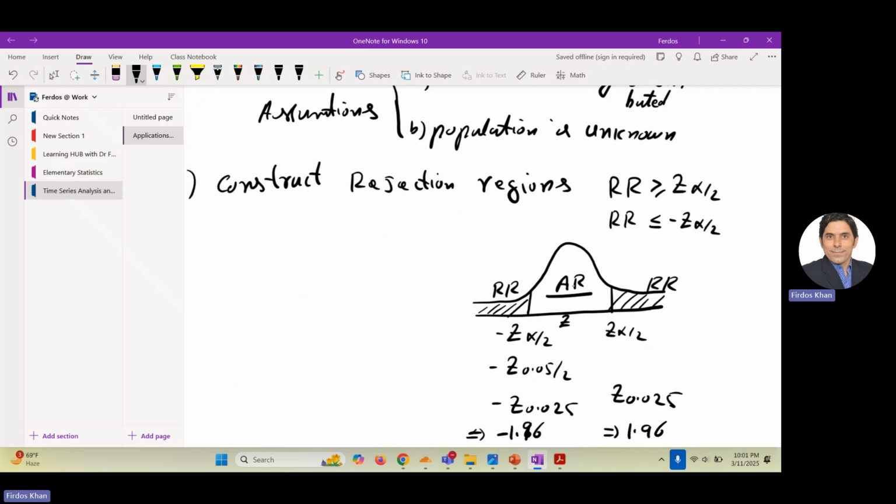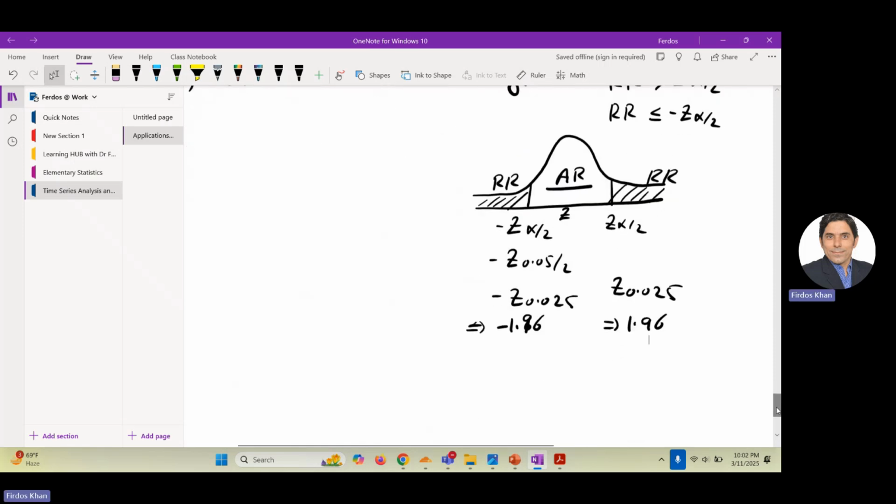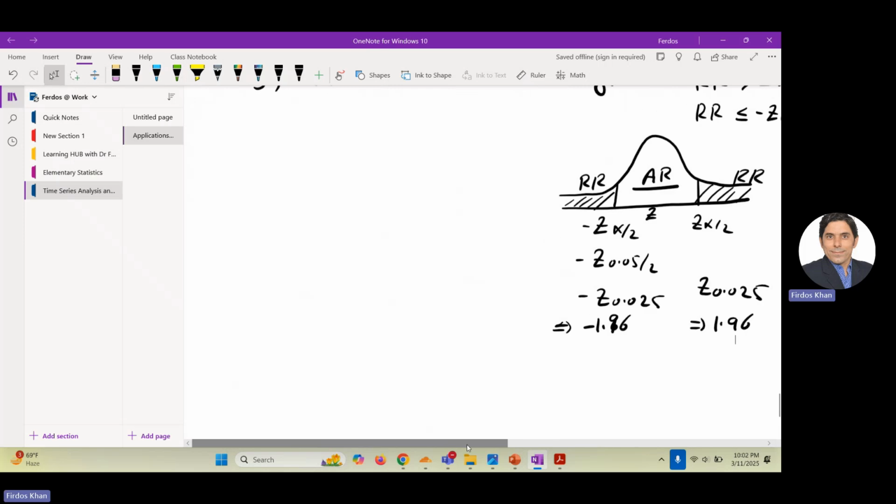Now you need to calculate the test statistic and see if the value lies in this region, you accept the null hypothesis. And if it lies in this region or in this region, you need to reject the null hypothesis and accept the alternate hypothesis. So the sixth step is now conclusion and interpretation.